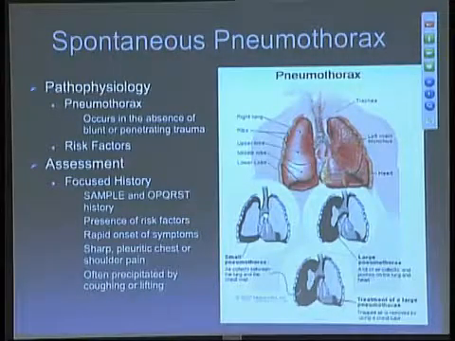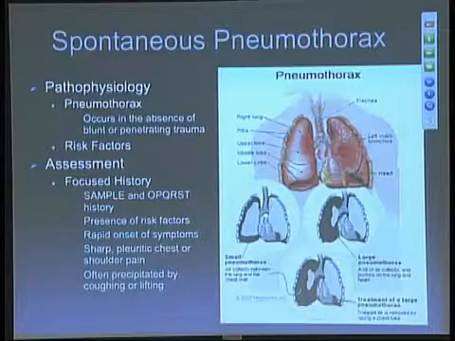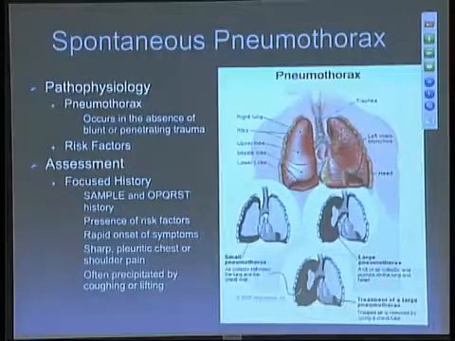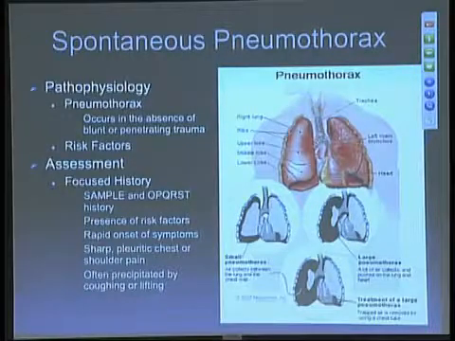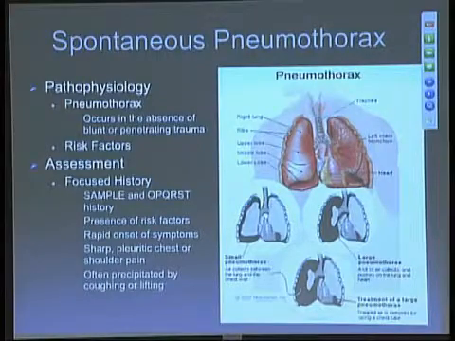Risk factors include smoking, asthma, other underlying pulmonary disease, and it's somewhat hereditary as well. You have little blebs close to the pleura that simply rupture. There's often a preceding coughing or lifting episode.